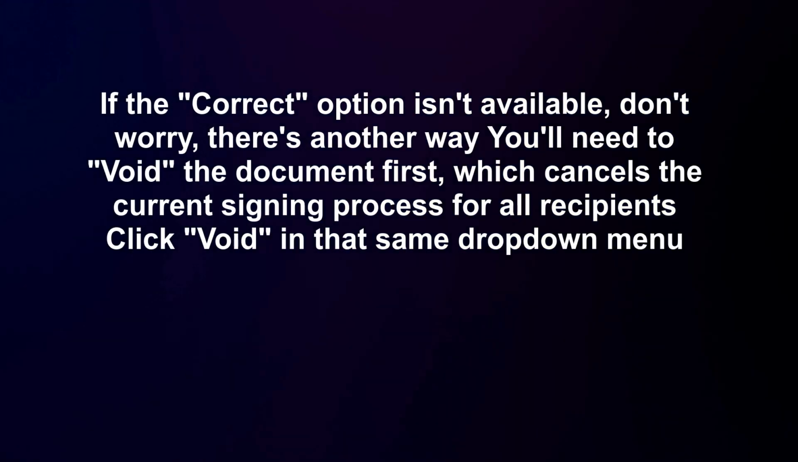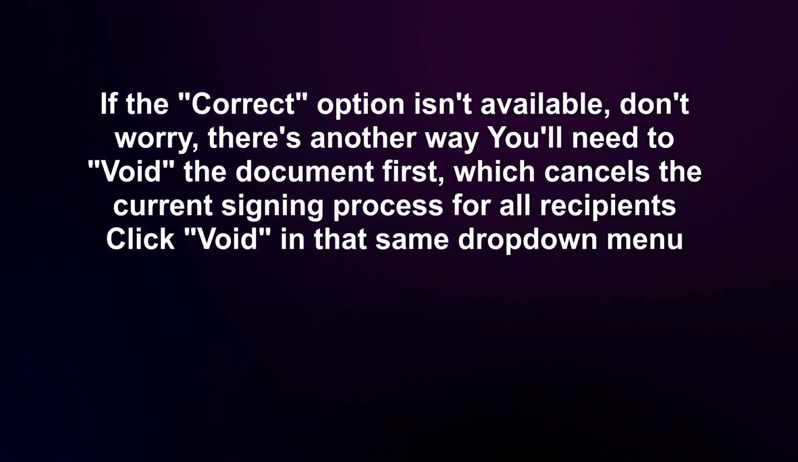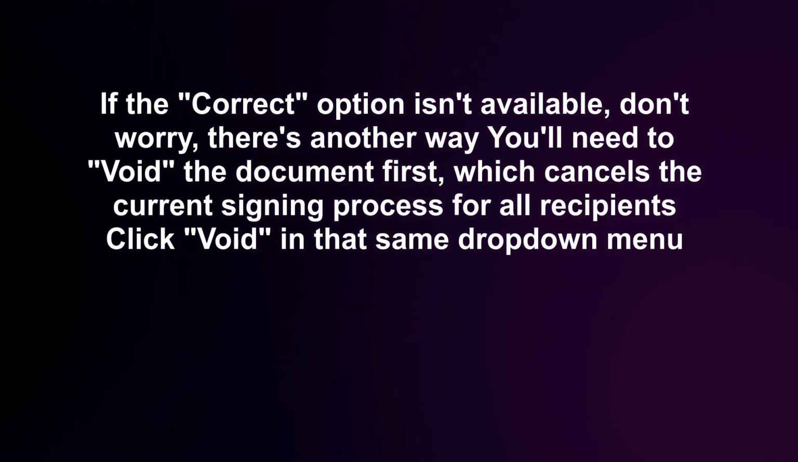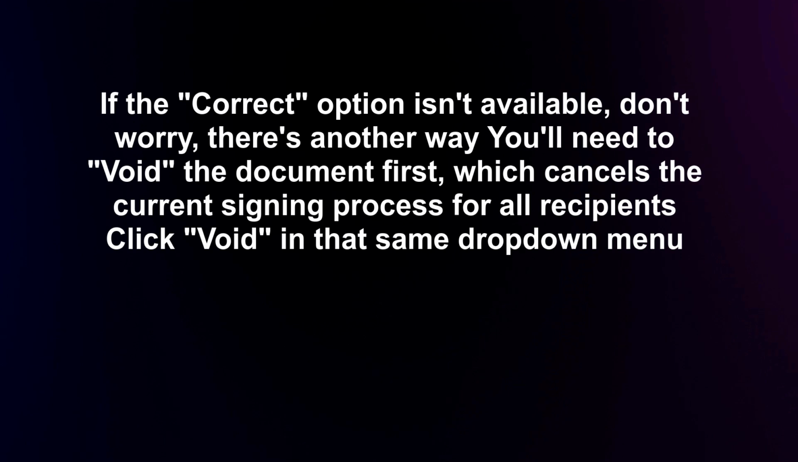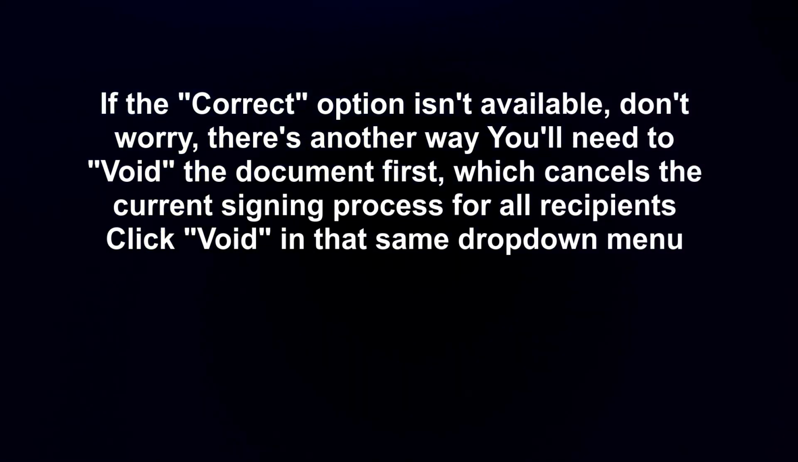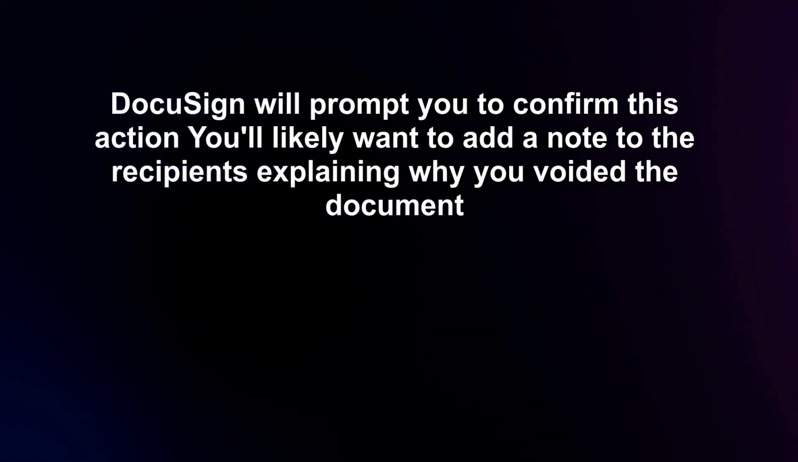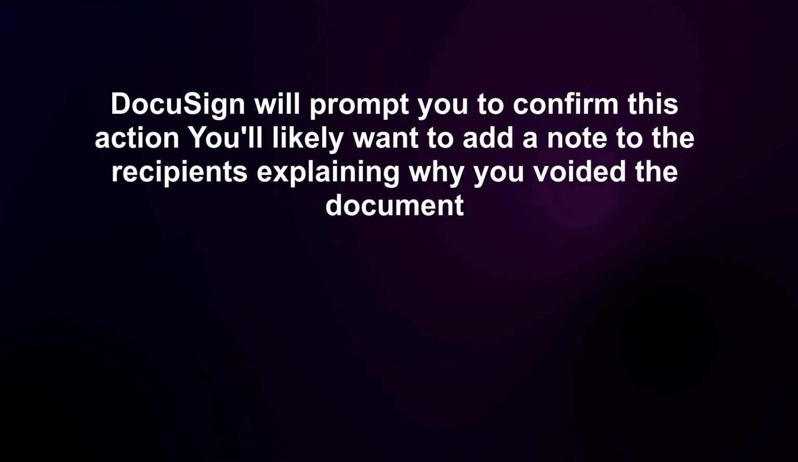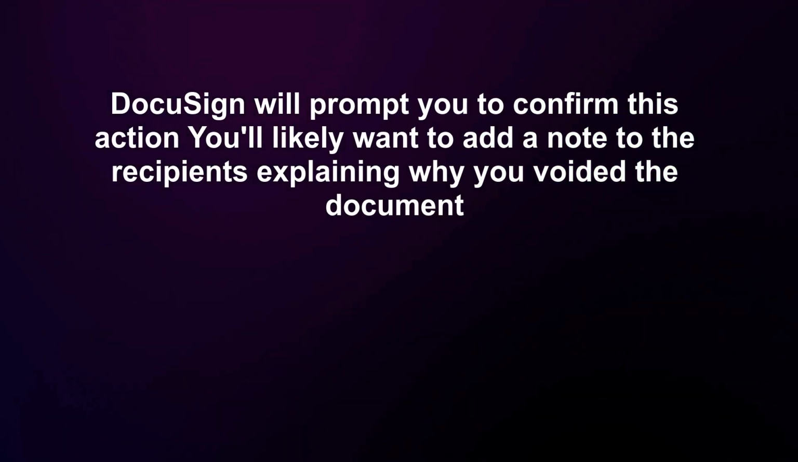If the correct option isn't available, don't worry. There's another way. You'll need to void the document first, which cancels the current signing process for all recipients. Click Void in that same drop-down menu. DocuSign will prompt you to confirm this action. You'll likely want to add a note to the recipients explaining why you voided the document.